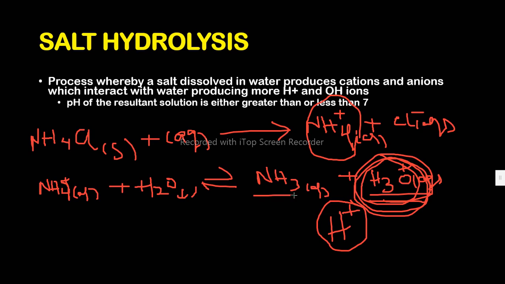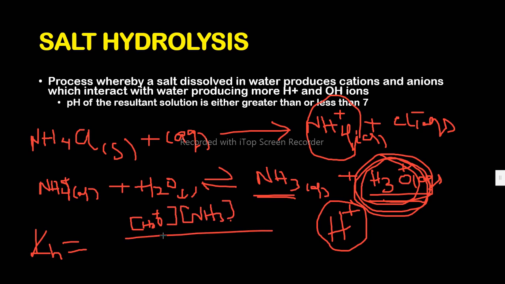And by the way, from this you can determine the hydrolysis constant Kh, which is simply the concentration of hydroxonium ions formed times the concentration of ammonia that is formed, everything divided by the concentration of ammonium ions. As simple as that.